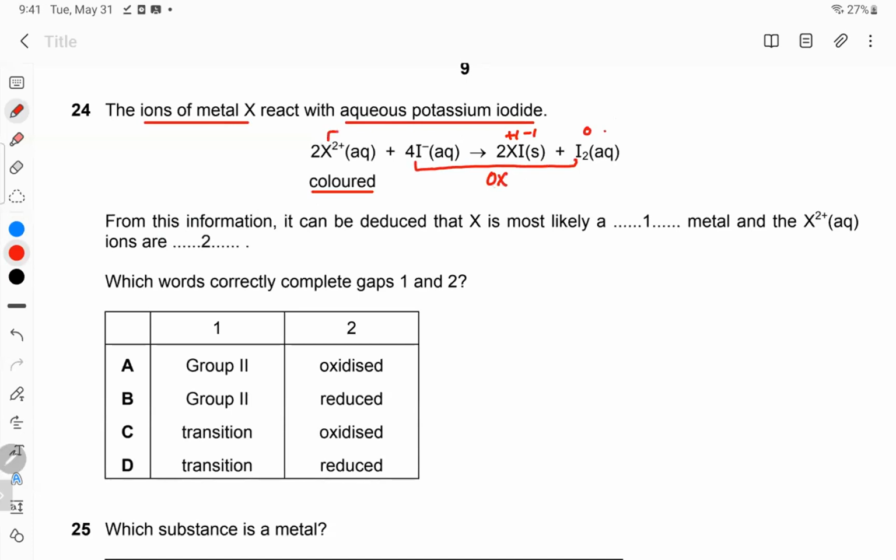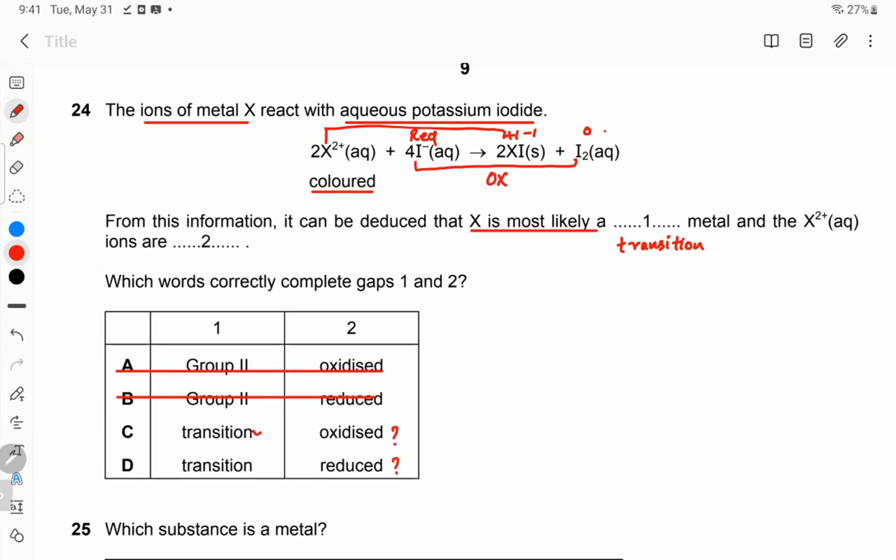And if we talk about X, it changes from 2+ to 1+, right? Which means that it gains the electron, and gain of electron is reduction. From this information, it can be deduced X is most likely a transition element. Why? Because it's colored. So I will mark A and I will mark B wrong. Also because it has different oxidation states. Yes. And X2+ ions are oxidized or reduced? Yes. Which one is correct?